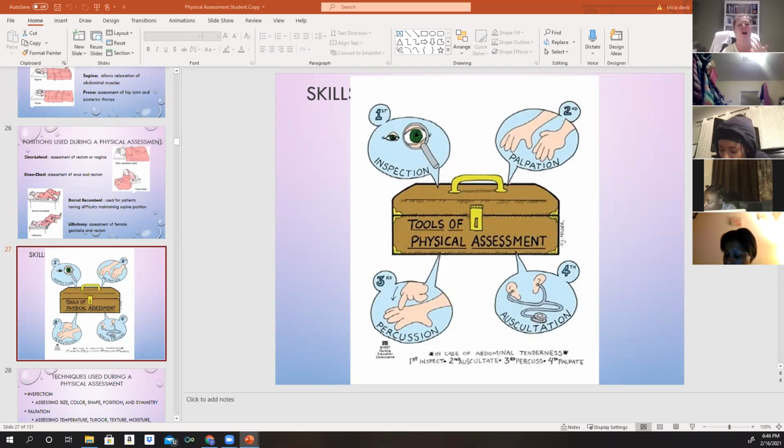Percussion. We're going to talk about percussion, but we do not expect you to percuss. We don't teach you to percuss. It's definitely an advanced skill for a nurse practitioner or a physician assistant. So we will talk about it, but we will not expect you to do it in the clinical setting. And then auscultation. That's our listening.